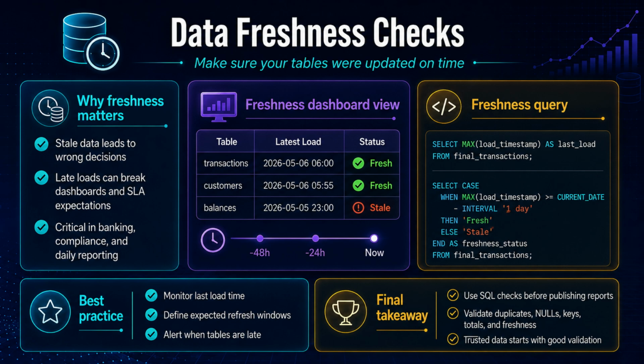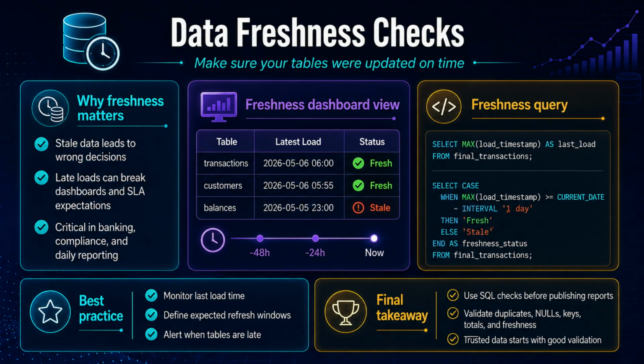For example, imagine a daily banking report that is expected to use today's transactions and balances. If the table was last loaded yesterday, the report may show outdated balances, missing transactions, or incomplete customer activity. In the center dashboard, transactions and customers are marked as fresh because they were loaded recently, but balances are marked as stale because the latest load is older than the expected refresh window.